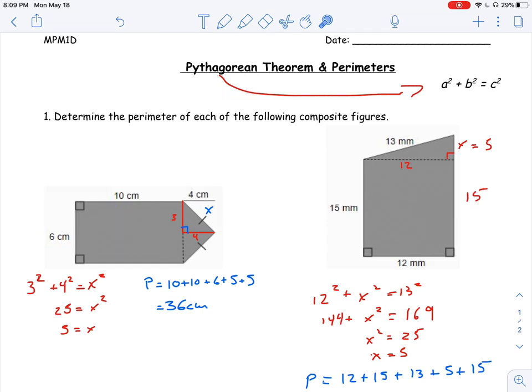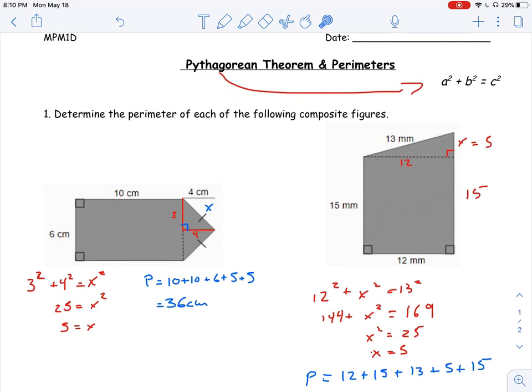I go ahead and perform the math that I can. I am getting 25 is equal to x squared. Now, I need x to be its own variable, so the opposite operation of squaring is square rooting. I need to do that to both sides, and I end up getting a value of x to be 5. So this is 5 and this is 5. Now I just go ahead and add all the side lengths together. I have 10 plus 6 plus 5 plus 5 gives me a value of 36 centimeters.